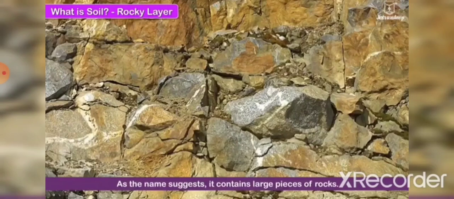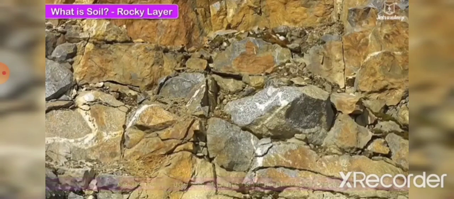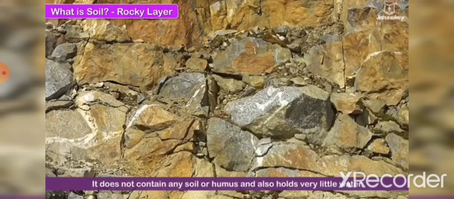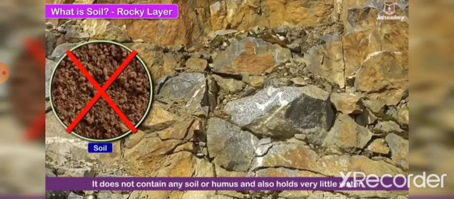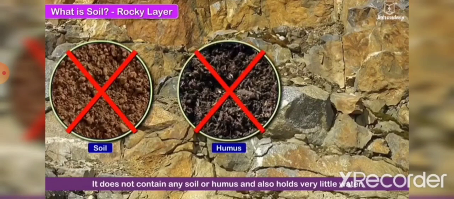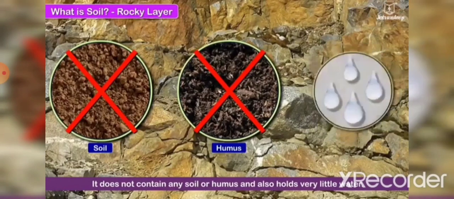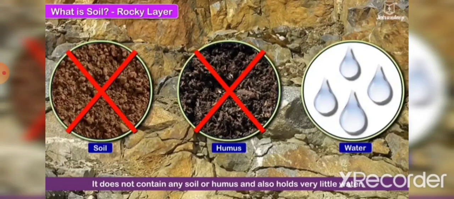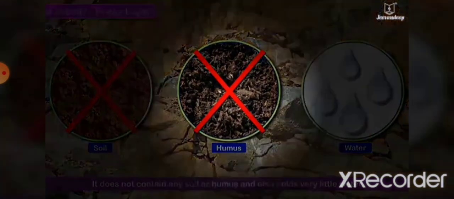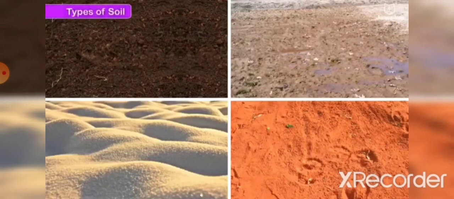You might have seen these rocks when we go for a picnic, for example on Mount Abu Road. If you have ever visited there, you can see that. It does not contain any soil or humus and also holds very little water. No soil, no humus, and a little bit of water.